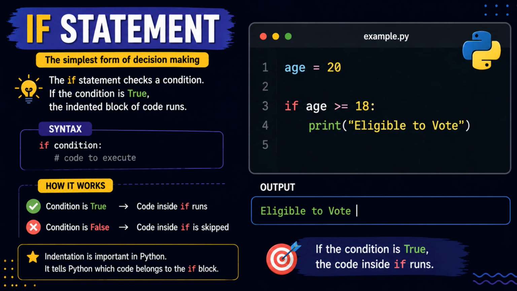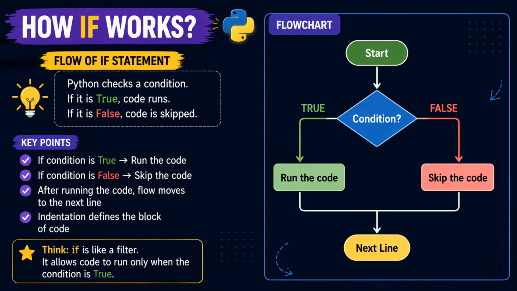And next is how if works. Let's understand this using a simple flowchart. Python first checks the condition. If the answer is true, it executes the code. If the answer is false, it skips that code and moves to the next line. So this is what the flowchart shows. Python always checks first and then decides what to do.